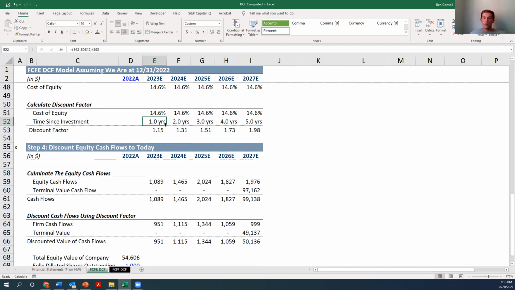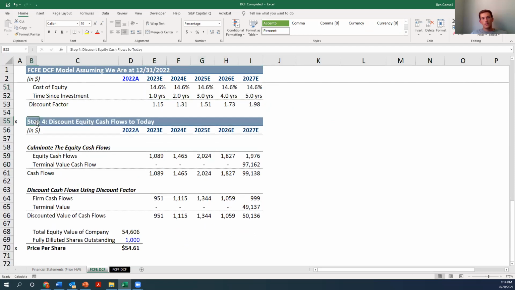So if you have a $10 cash flow in year 1, that should be worth more today than a $10 cash flow in year 2, because you have to wait more time to get that cash flow back. So you're not spending that capital today and you're not spending it in year 1 either. The discount factor is simply 1 plus the interest rate raised to the number of years since the investment. You can see here, the discount factor is greater as you go through time, holding the cost of equity constant.